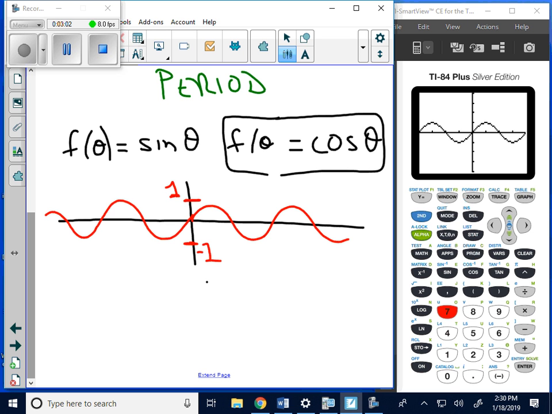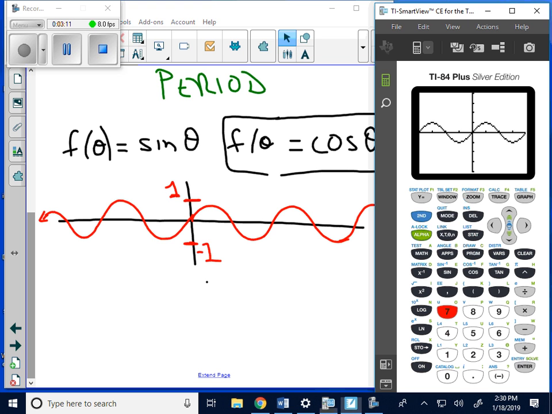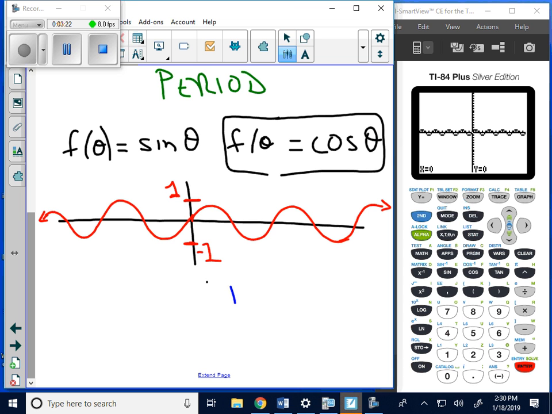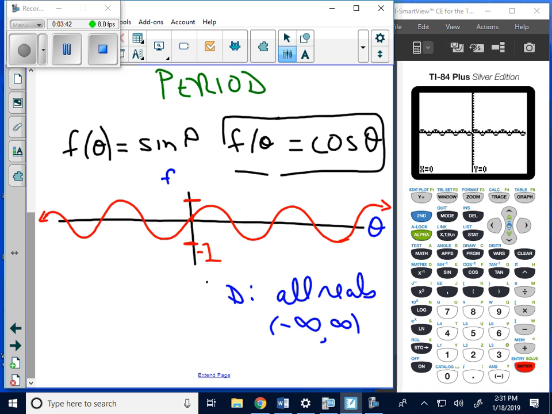And this wave continues forever, right? It just keeps going like this. If I open up the window and zoom out, it just goes on forever and ever and ever, right? If you know that, what do you think the domain would be? All real numbers, right? So all reals, or -infinity to infinity. Now what that means is, remember, the domain is this independent variable. This is the theta axis, and this is the f of theta axis if you want. This up here is f of theta, or the sine axis.